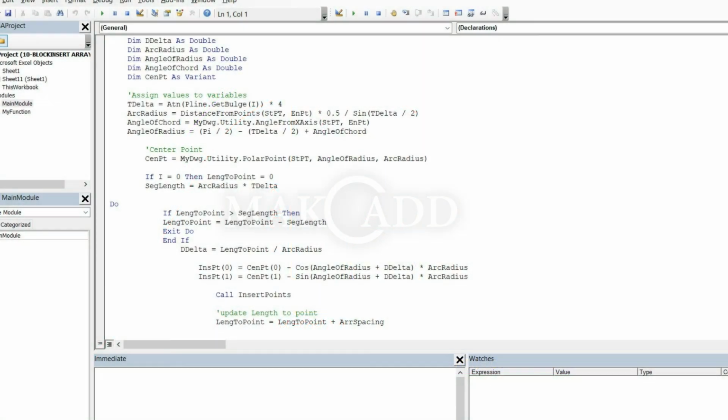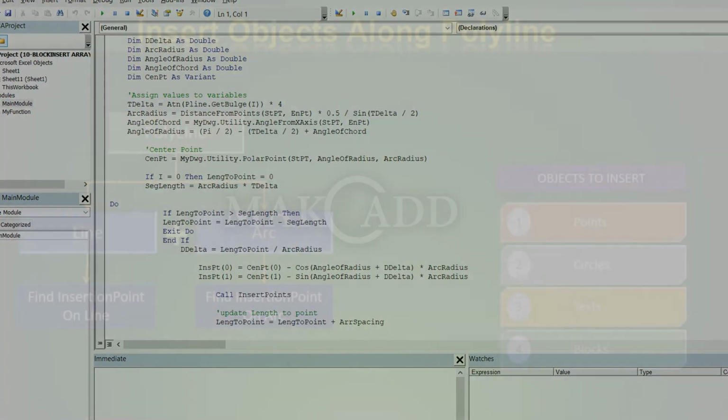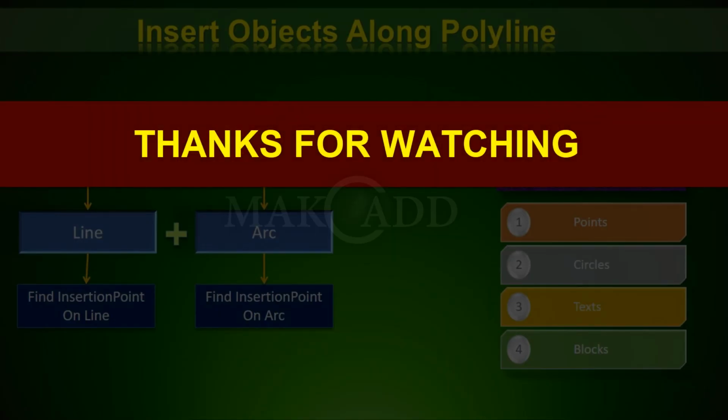That's all for today. In the next video we will create a macro from these equations to insert objects on a polyline.